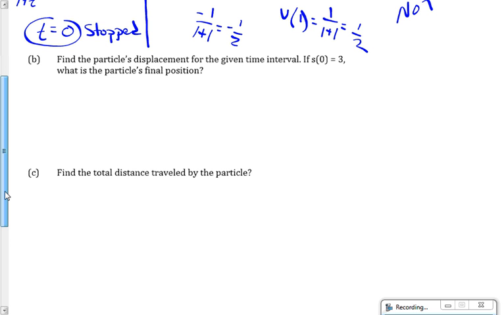First, there's two questions here, and they're both really important. Find the particle's displacement for the given time interval. That's part A. And part B is if S of 0 is 3, what is the particle's final position? That's question B. This is the last thing I'm going to do today, but these are two really important questions. Okay, first of all, how do I find displacement over a given time interval?